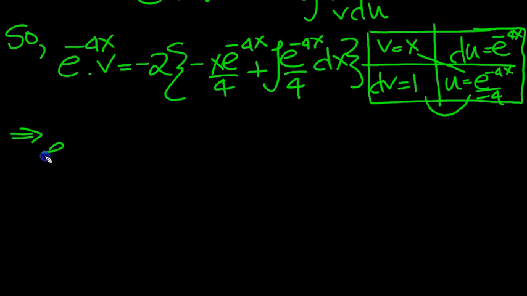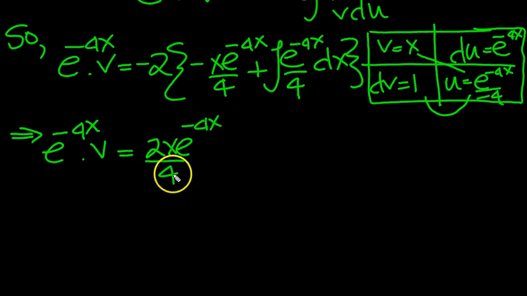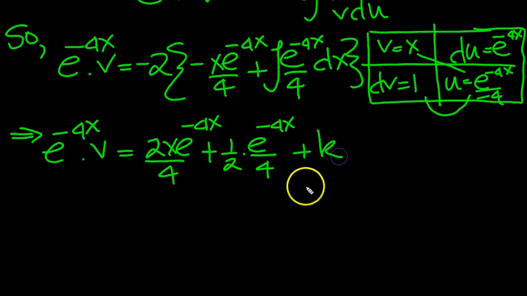So what have we got then? e to the minus 4x times v equals. Now let's expand the bracket as well as do the integration. So this is 2x e to the minus 4x over 4. Right, and this one is going to be a minus. And I'm going to take that 4 outside the integral with the 2, and it's going to be minus a half. And now I'm going to do the integration, and it's simply the integration of this, which is e to the minus 4x over minus 4. So that makes that a plus, and then plus a k at the end, isn't it?